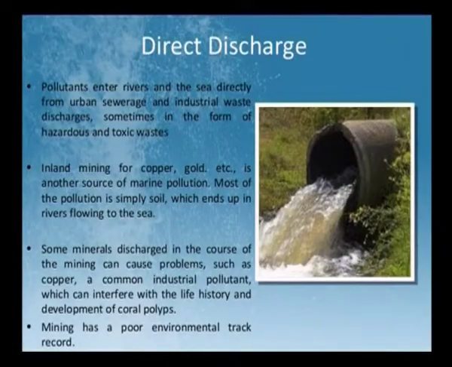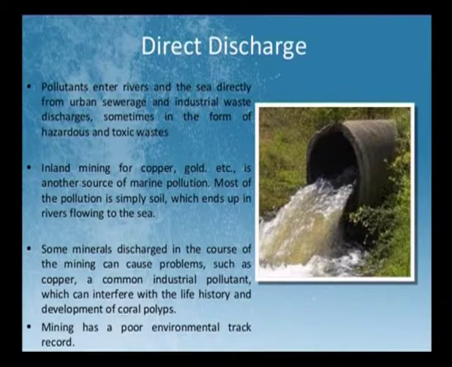This is direct discharge from factories or any industries. Pollutants enter rivers and therefore the sea directly from urban sewerage and industrial waste discharges, sometimes in the form of hazardous as well as toxic waste. Inland mining for copper, gold, etc. is another main source of marine pollution.